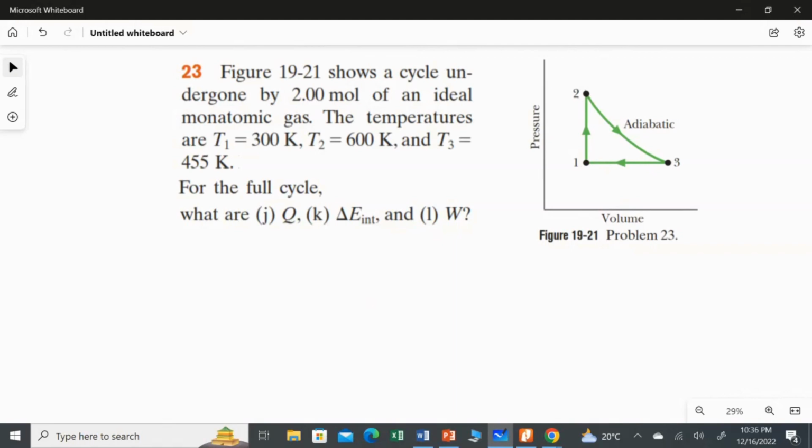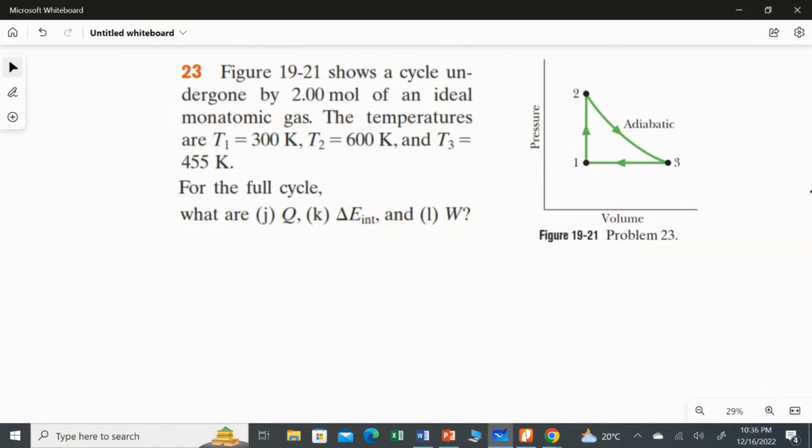This time, we are going to find the heat transfer Q, the change in internal energy of the gas, and the work done for the full cycle. So what is the full cycle here? The full cycle is 1 to 2 as the first state, 2 to 3 as the second state, and 3 to 1 as the third state.